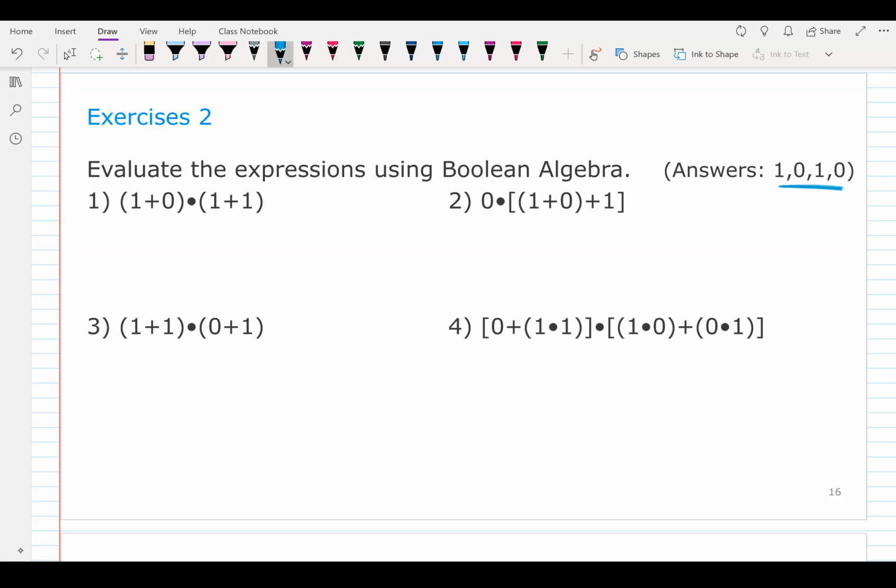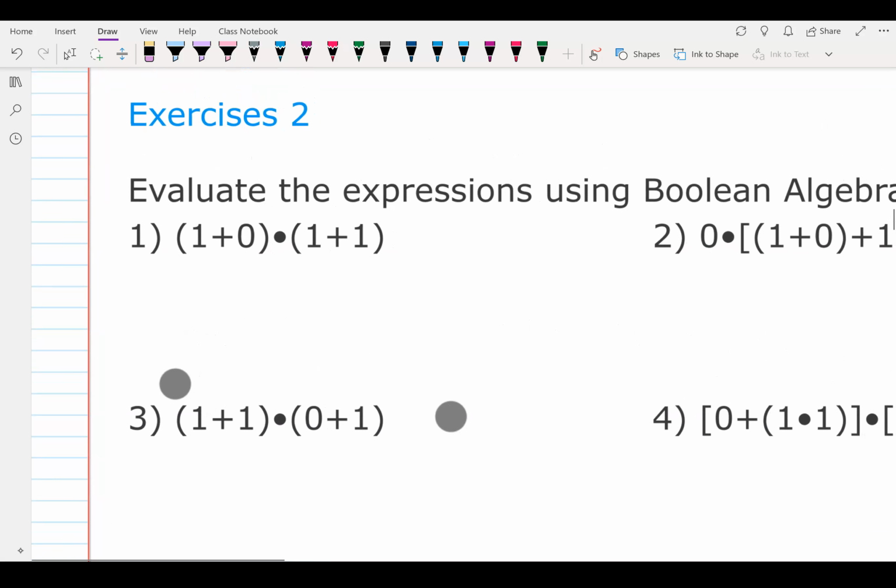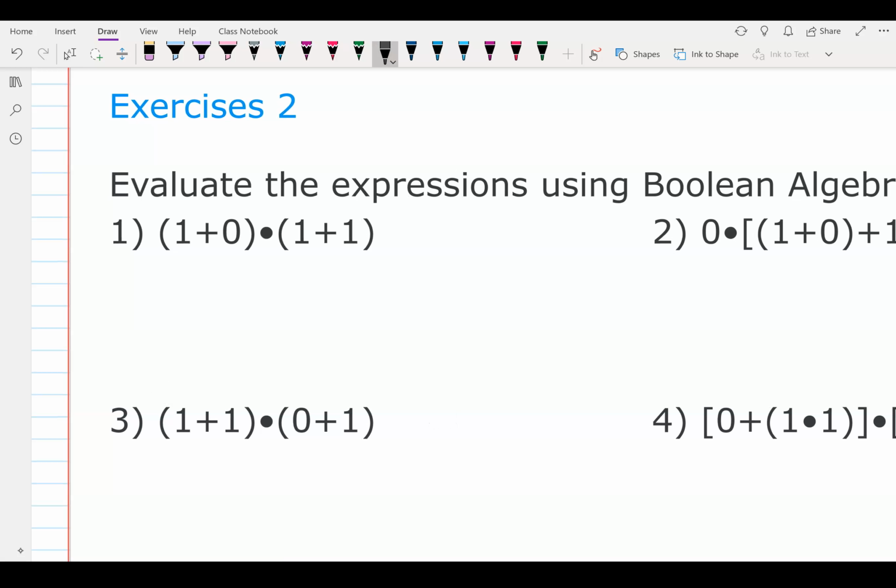And the answers we're going to get are going to be 1, 0, 1, 0 in order for 1, 2, 3, 4. All right? So shout out to Adam King for reminding me about looking for the zeros first, because that's a useful thing for students to know. And of course, brackets. So let's do the first one, 1 plus 0.